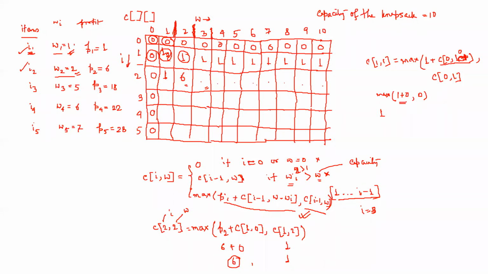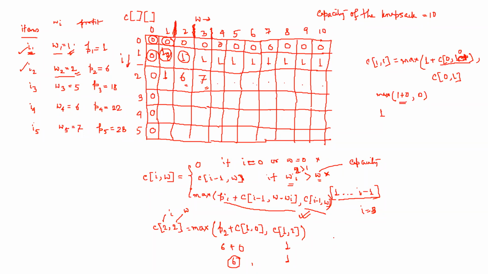Okay, so here what will be the value? The profit of the first item is 1 and the profit of the second item is 6. So here the value will be 7. How is this value calculated? I have to apply the same equation.